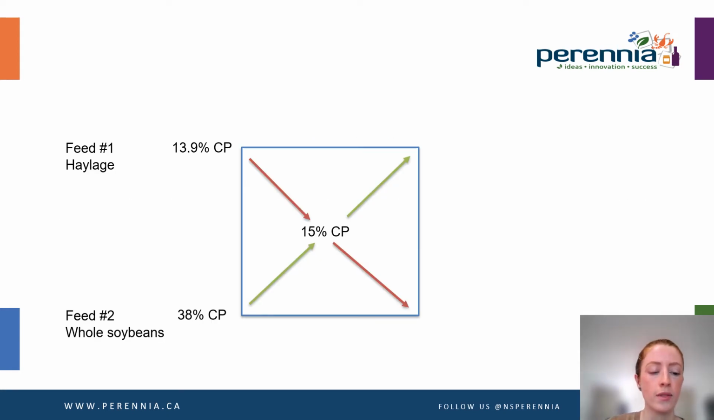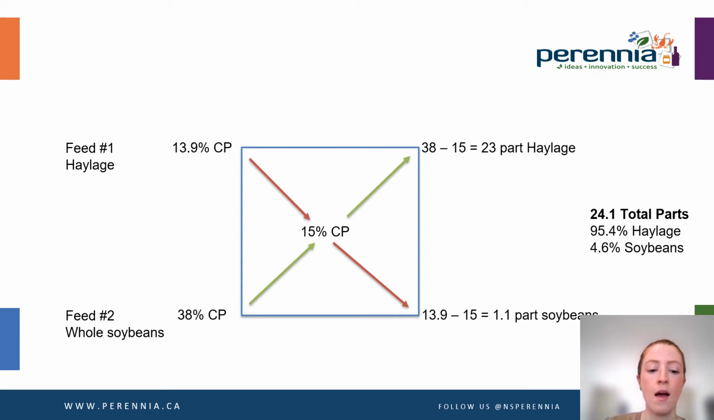So exact same process, except this time I'm going to use whole soybeans instead of ewe chow, which have 38% crude protein. So ideally I'm going to have to feed less of it. It's the same process. I'm just subtracting along the diagonals to figure out the different parts of the diet. Then I'm going to add those parts together to give me my total parts, and then use that to figure out the relative percentage. So for this, I need to feed less than 5% soybeans to bump up my protein levels to 15%.